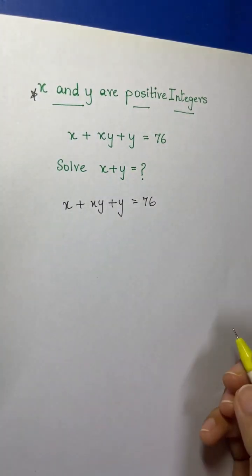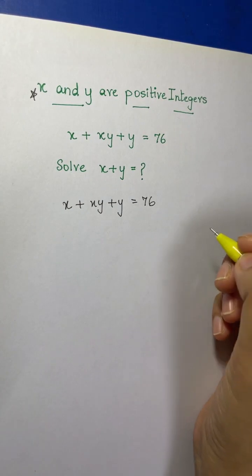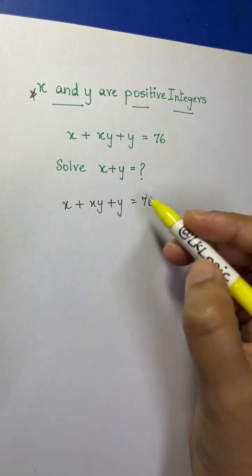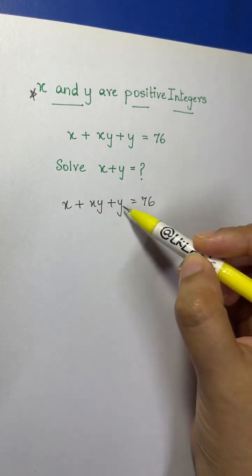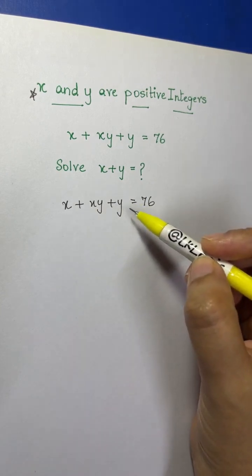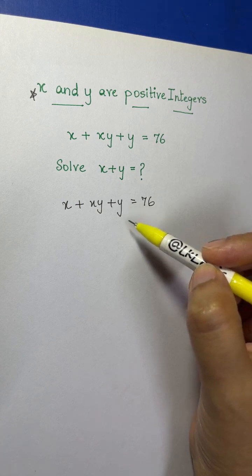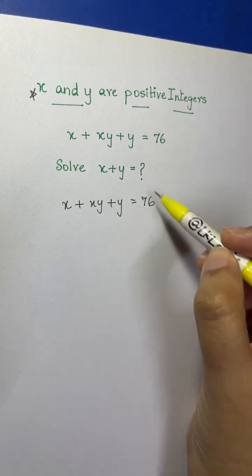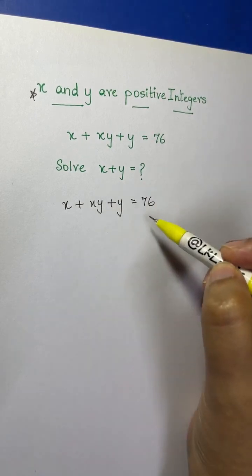Now what are we going to do? How should we solve this equation? What do you think? There are two variables, x and y. So how are we going to solve that? What should we do in this? We should opt for factorization. Yes, of course. We are going to factorize this equation.